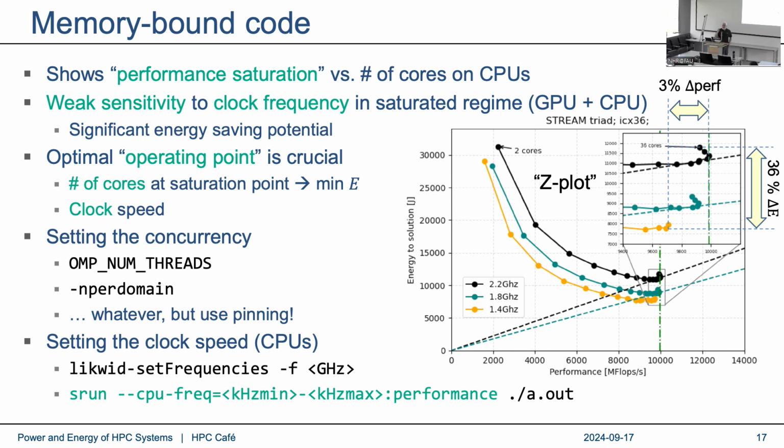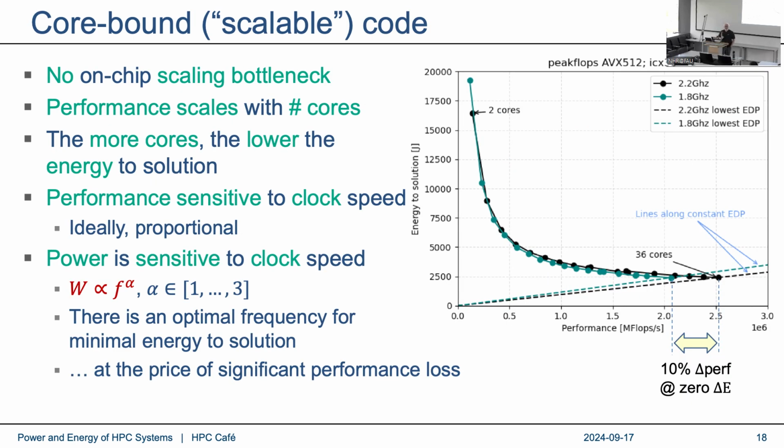If your code is not memory bound, if it's core bound, scalable, so it scales well with the resources on the chip, then that's kind of a bad situation. It's good because it scales, of course, in terms of performance. It looks good also in graphs. But if there's no on-chip scaling bottleneck, you always have to use the full chip. That's also something you can show mathematically. You have to use the full chip to burn least energy.